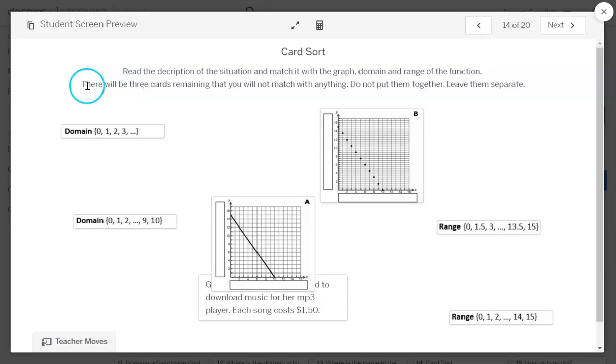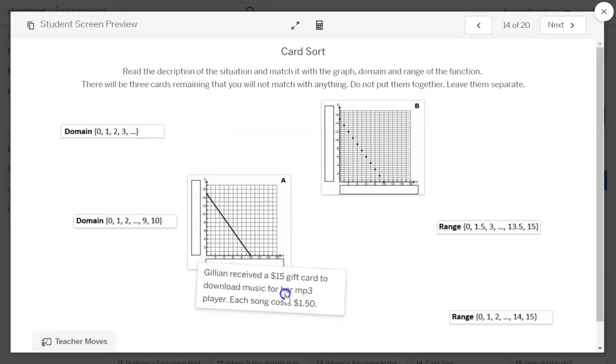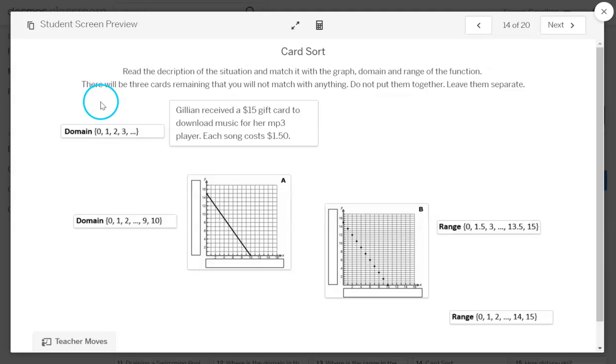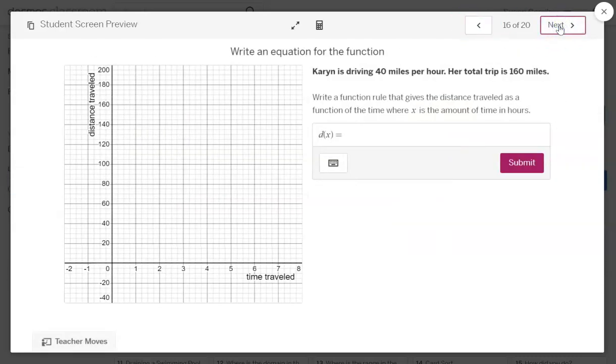It does tell them there will be 3 cards remaining you do not match. So as much as we hope they read the instructions, we know some kids are going to totally skip over that. So do remind them that they will not use all the cards. They will start with the scenario. It tells them to start there, and then they will find the other cards that fit it, and they will leave 3 unused, which means 1 graph won't be used because you can't be both of these. All right, and then if you don't get it, it's going to tell them. If they do get it, this turns into a smiley face, so they'll go back until they get that one right. So it is self-checking.